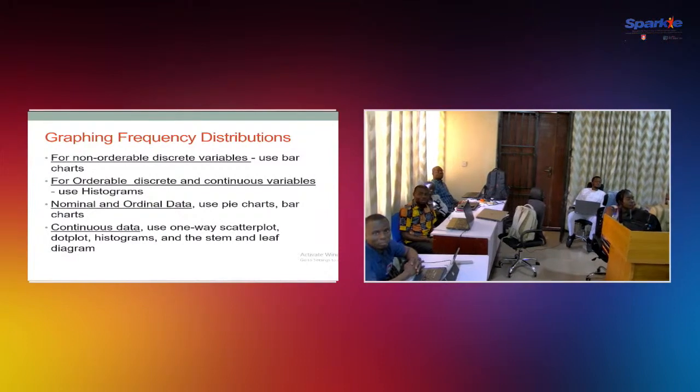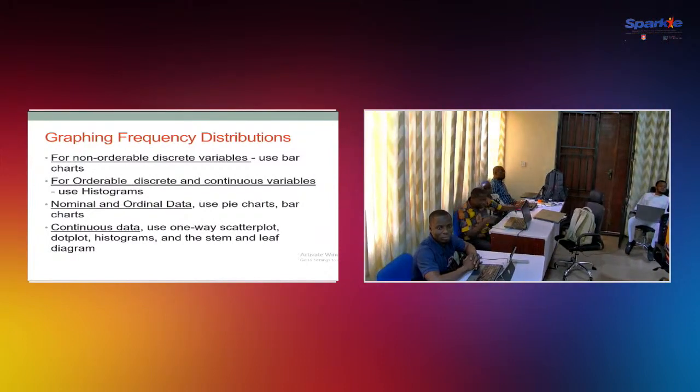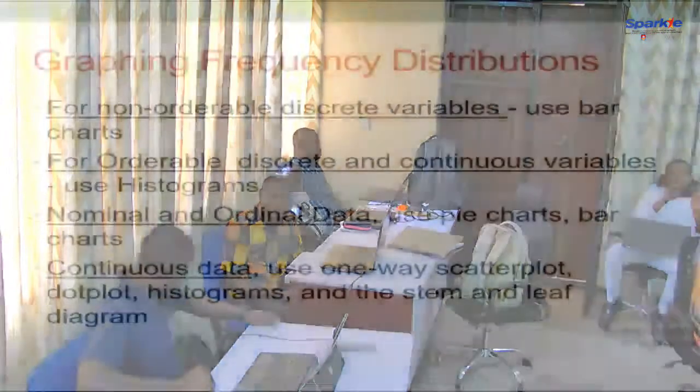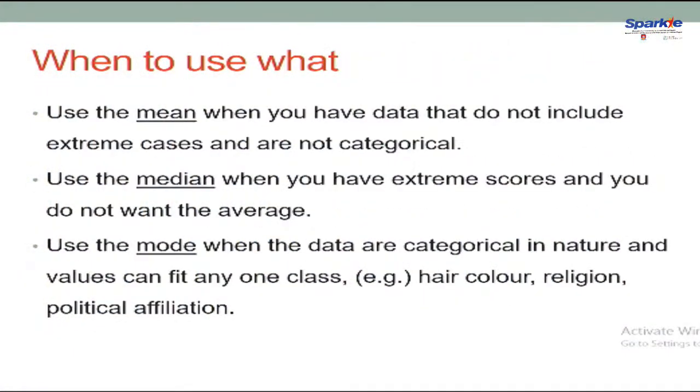Okay. All right. So for nominal and ordinal, use pie chart and bar chart. So I don't know why this is not working. Is it off?